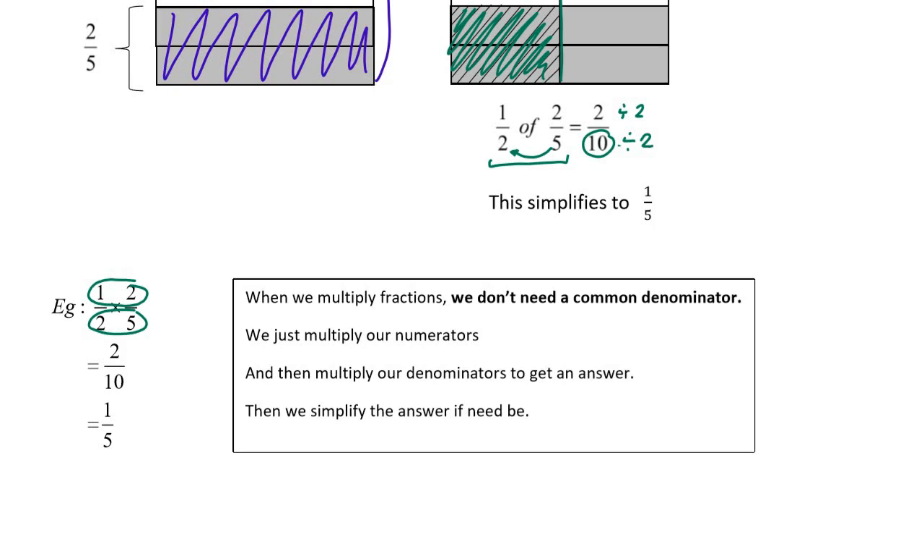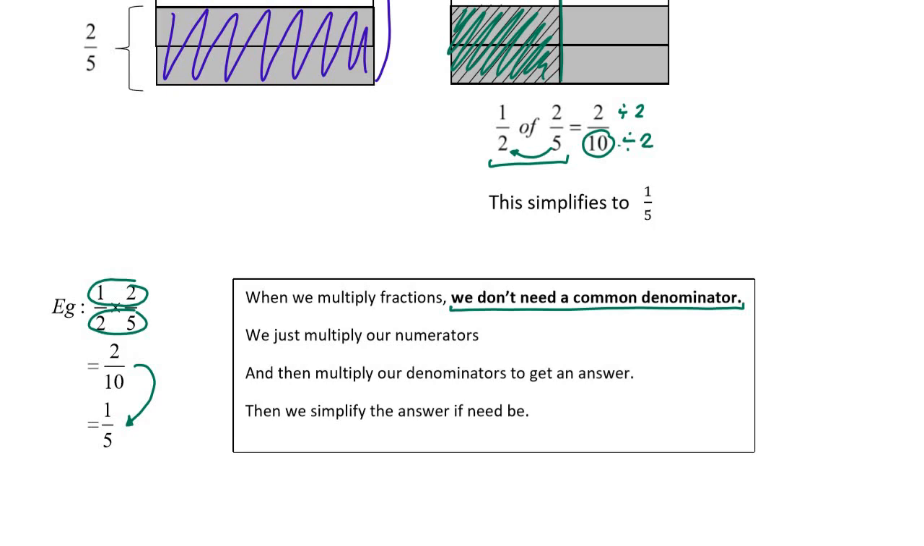When we multiply fractions, the most important thing in this note is we do not need a common denominator. It's very common for people to try and find common denominators in every single question. So don't forget that common denominators are only needed for addition and subtraction of fractions. So I don't need a common denominator. All I need to do here is multiply my tops and multiply my bottoms, and then simplify our answer if need be.